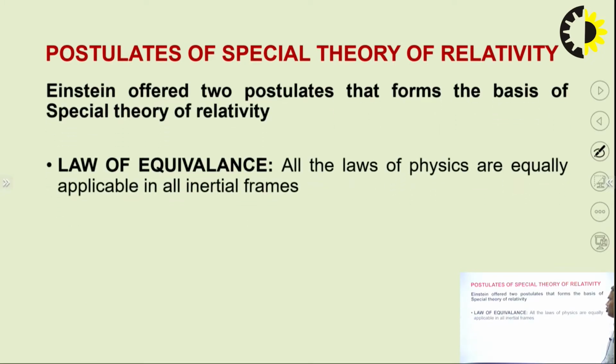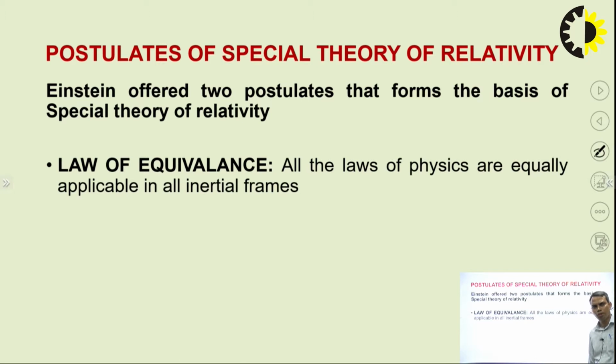So, Einstein offered postulates that form the basis of the special theory of relativity. Here is the foundation of the special theory of relativity. Einstein gave two theories, one is the general theory of relativity and another is the special theory of relativity, GTR and STR. STR is the special theory of relativity, applied to inertial frames, and GTR applies to non-inertial frames.